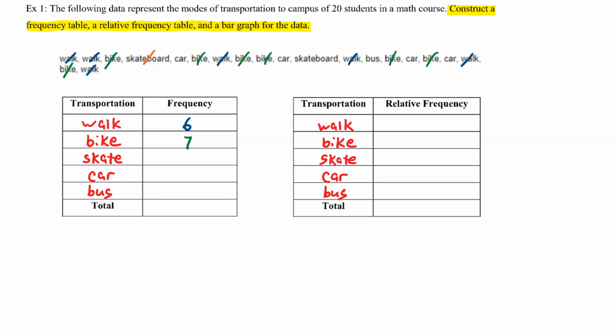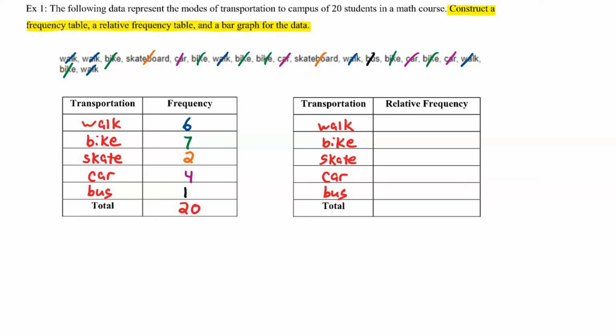Skateboarding, 1, 2. Taking a car, 1, 2, 3, 4. And taking the bus was just one individual. So what we are going to do now is notice there's a row at the bottom for the total. So we're going to add up all of the frequencies, 7 plus 6 plus 2 plus 4 plus 1. When we add all of those together, the total is 20.